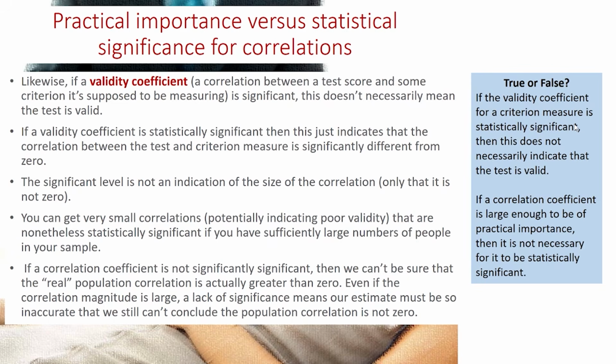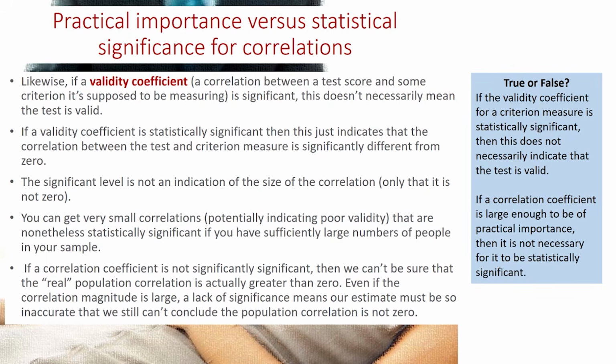Alright, true or false? If the validity coefficient for a criterion measure is statistically significant, then this does not necessarily indicate that the test is valid. Okay, so that's true. It may indicate the test is valid, but it may not. It could just be that you've got that statistical significance by having an enormous sample, but the actual effect there is so small that your test isn't really measuring the criterion very well.